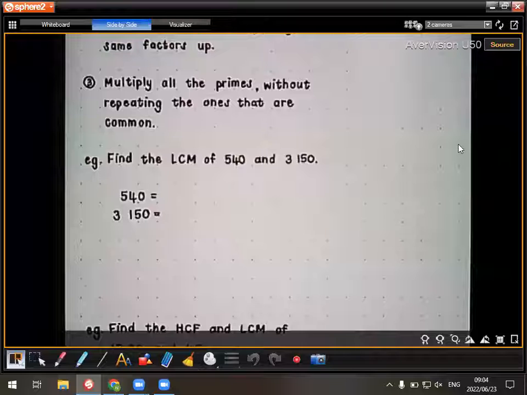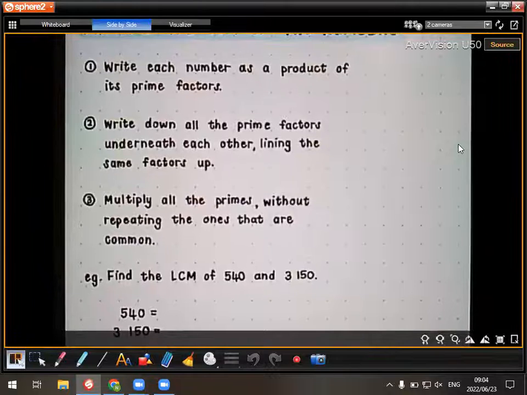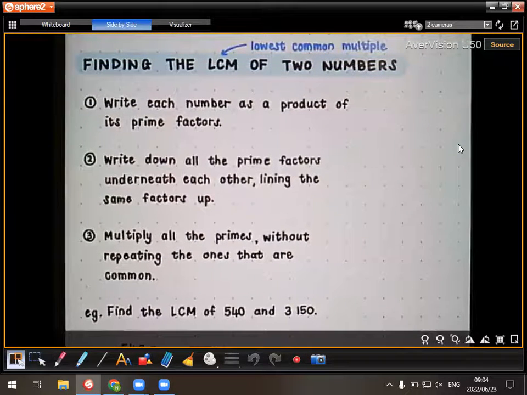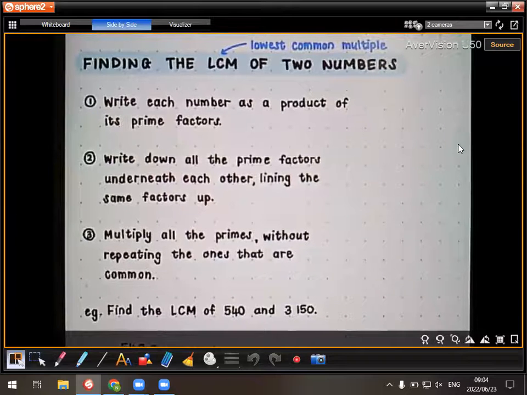So just quickly write that down there. This was where we left it off, right? We said finding, oh, sorry, frozen. We said they're finding the LCM of two numbers, the lowest common multiple, and then you wrote down those 3 steps.